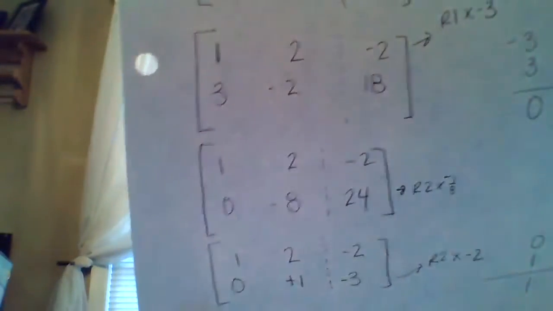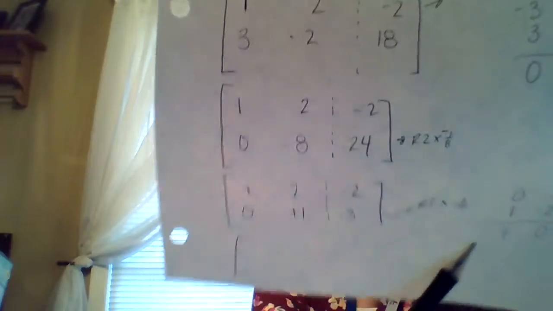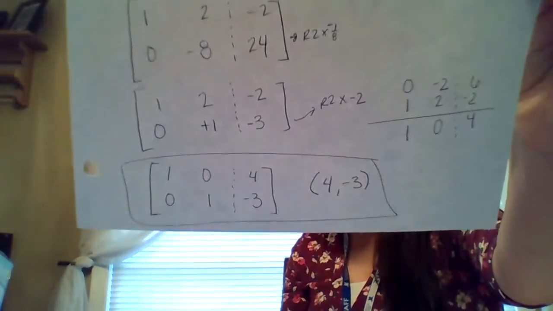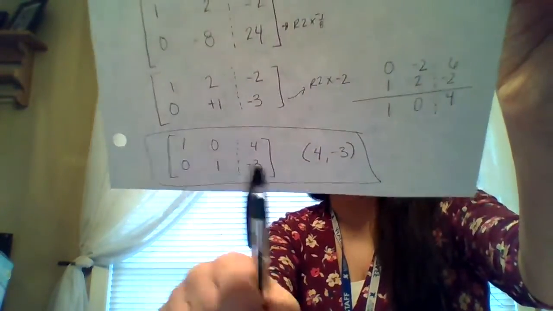Remember, I want the top row to have the answer of 1, 0, which is what I have over here. So I'm going to write 1, 0, 4. The bottom row I'm going to write as 0, 1, -3. And again, that bottom thing right there would be my answer, both in augmented matrix form and ordered pairs.